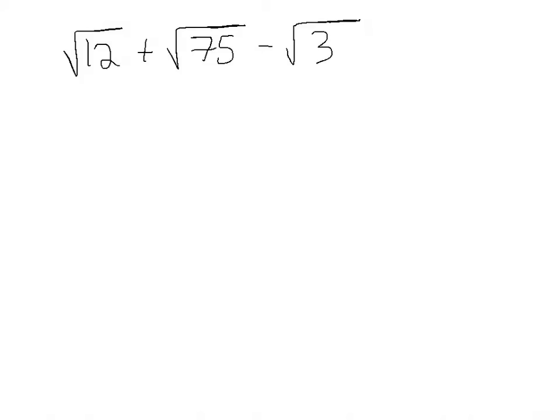Now let's do an example where the radicands are not the same to start off with. Notice we have the square root of 12 plus the square root of 75 minus the square root of 3. The indexes are the same, but the radicands are different. So we need to see if we can simplify each radical expression separately. If I simplify the square root of 12, the square root of 4 times the square root of 3 is the same as the square root of 12. And the square root of 4 is 2, so this is 2 square roots of 3.